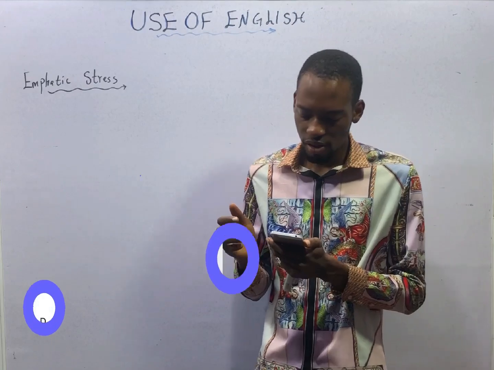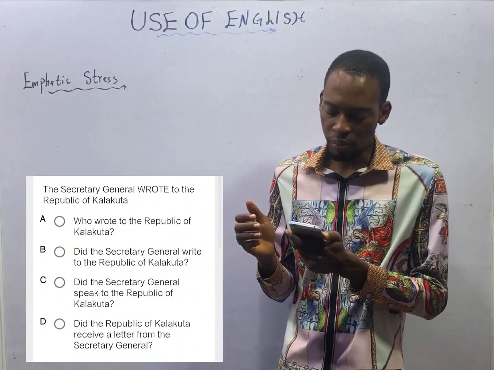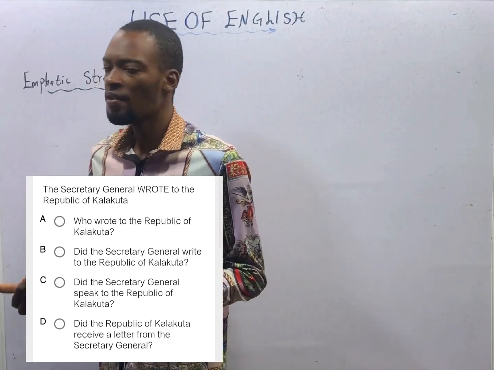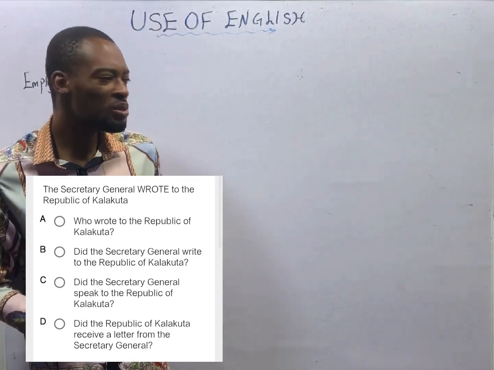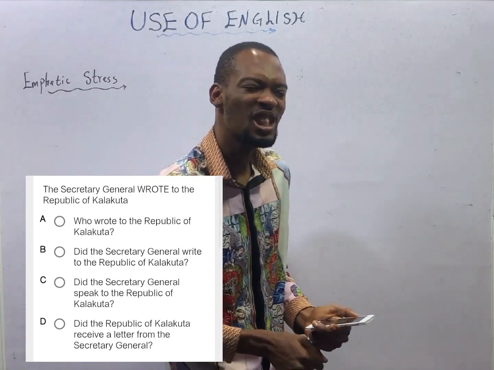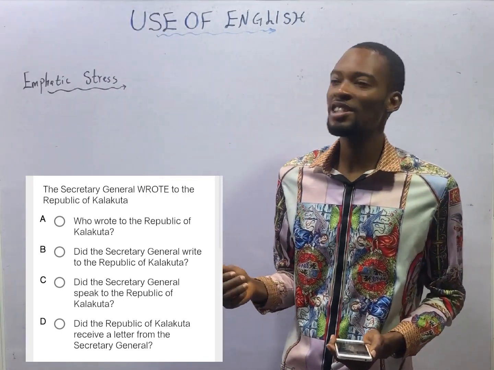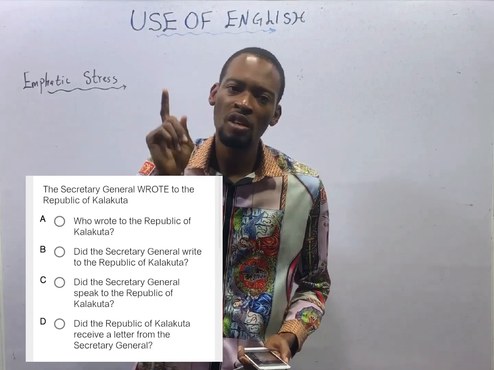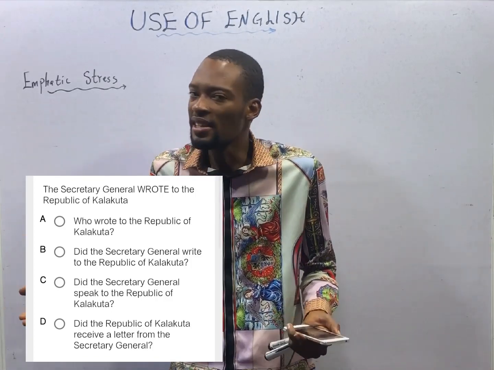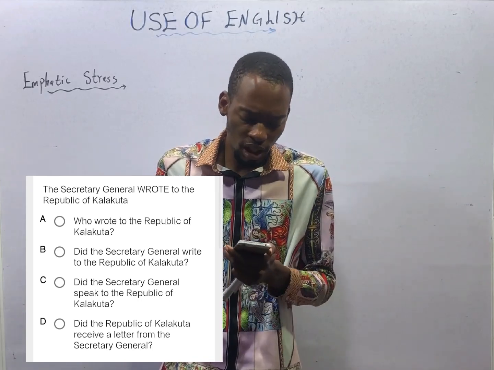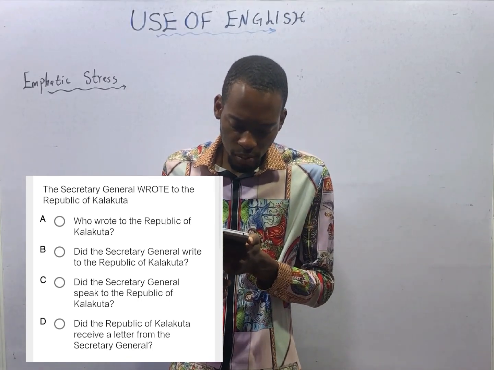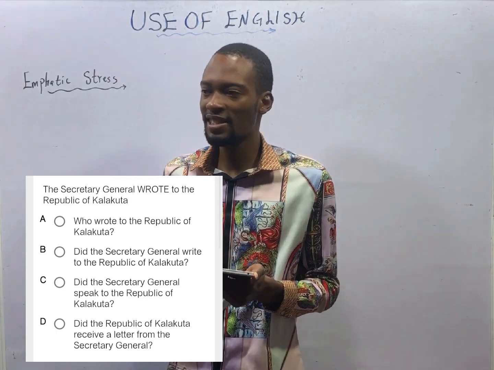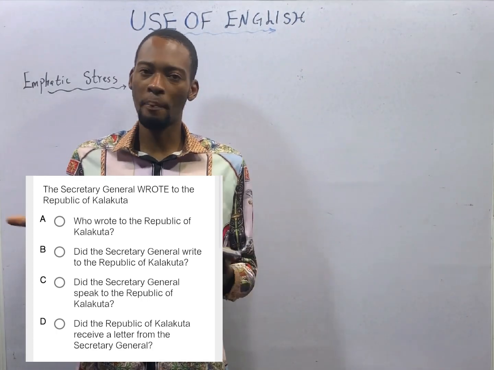And the Secretary General wrote to the Republic of Calcutta. Wrote. The reason wrote is emphasized is to tell you that the president did not speak to them. He did not slap them. He did not do anything else. He only wrote. Take note of wrote. Don't change what he's saying. Okay? And looking at the options, option B. Wrote and write are simply a case of present and past tense.